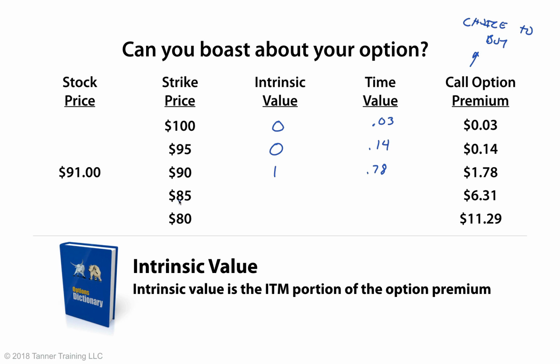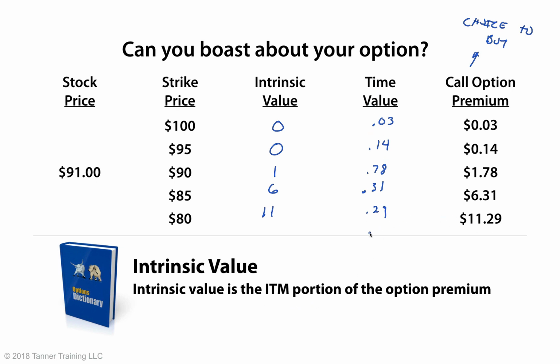Now, here we have 85, and we say, gee, if I can buy at 85 and they're willing to pay 91, how much intrinsic value is there? Already $6. Already $6. And I look over here at 6.31, and I say, gee, well, how much is the time value here? If I have $6 here, I know that there's 31 cents I'm paying for time value. And then, of course, here we're $11 in the money. So this is going to be an $11 option. And I have 29 cents of time value.